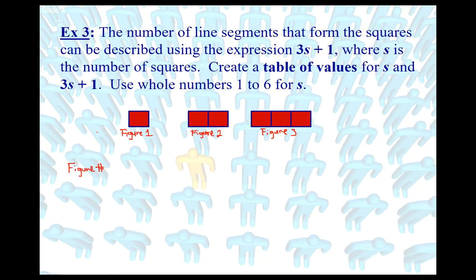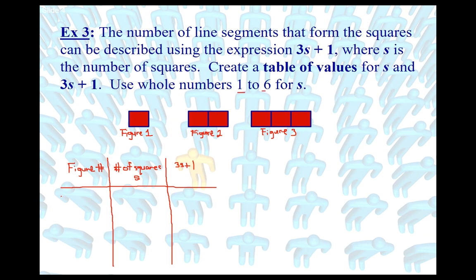The second column is going to be the number of squares, and that's going to be S. Then we also are going to make another column for the expression 3s plus 1. Okay, so let's make a horizontal line and do a couple of vertical lines to complete the table. We're going to do this using whole numbers 1 through 6 for s.